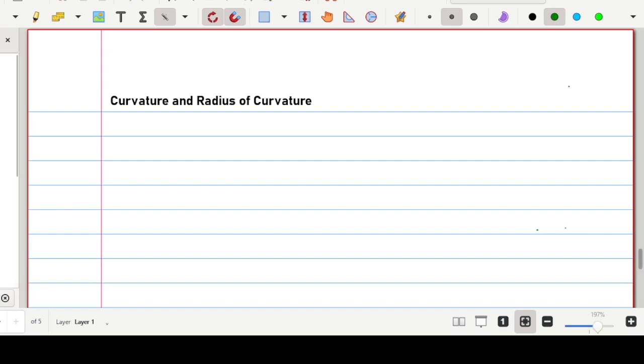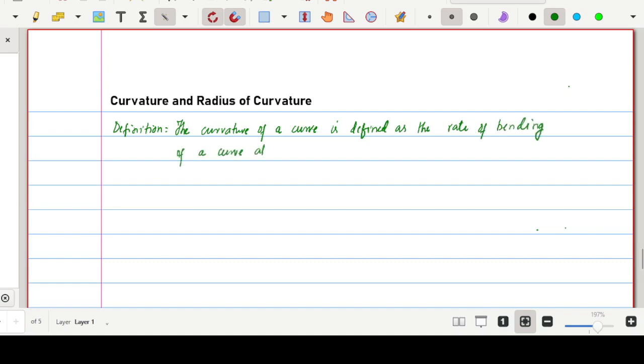So first of all, we define what we mean by curvature. So this is the definition. The curvature of a curve is defined as the rate of bending of a curve at a fixed or at a given point. So this is how the curvature of a curve is defined at a particular point.